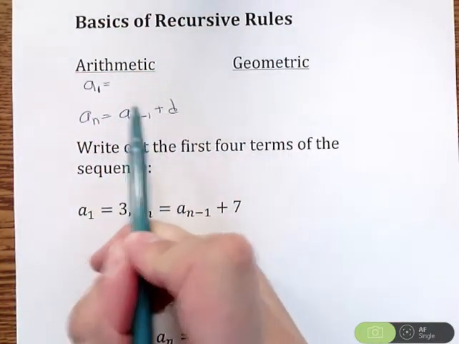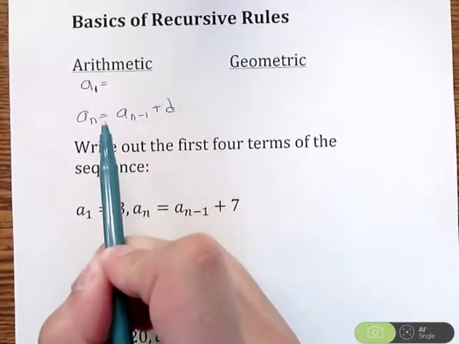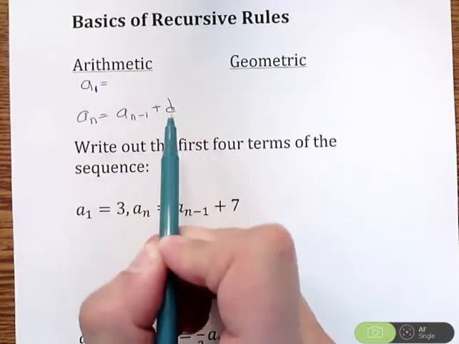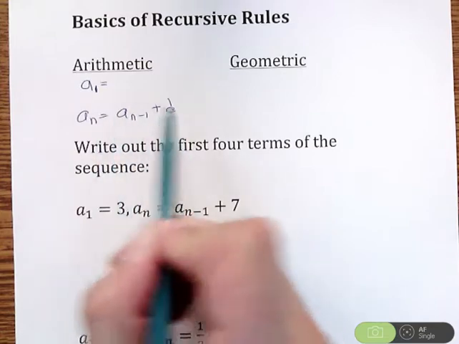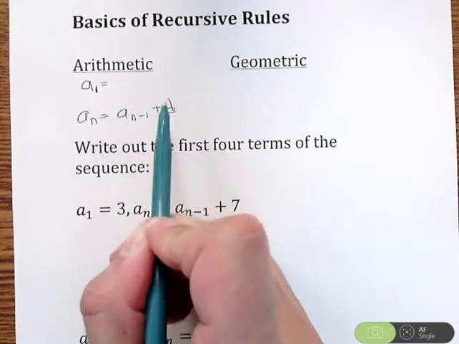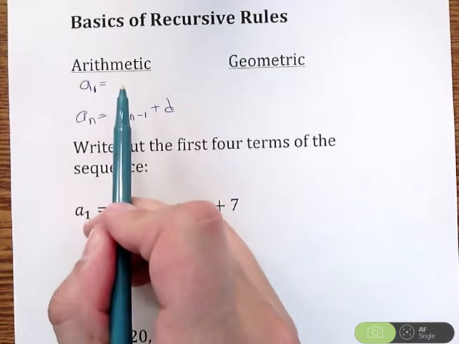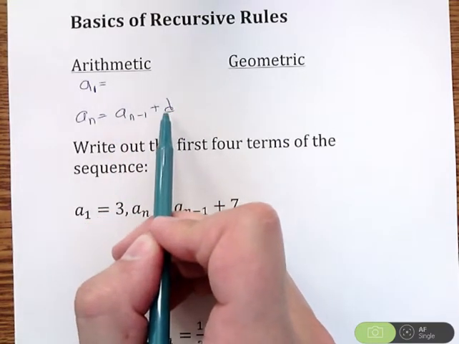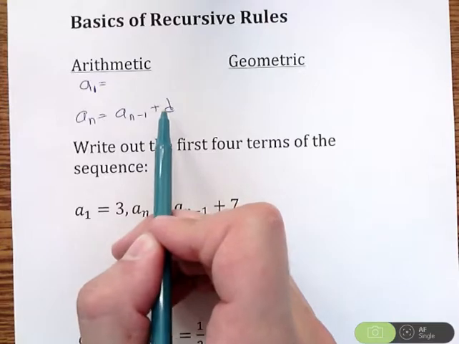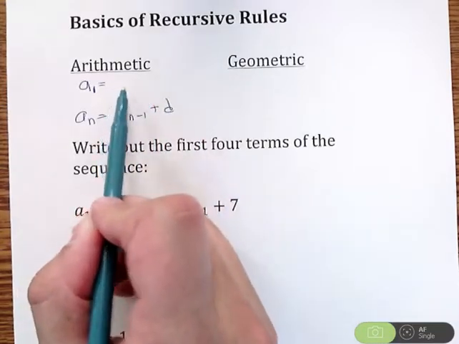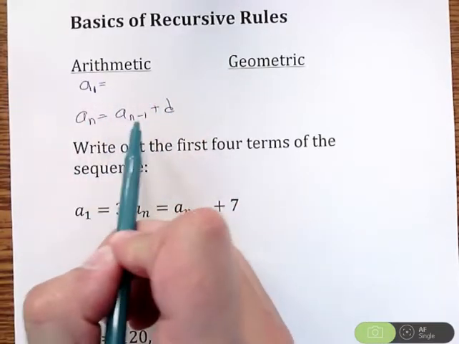So for our purposes, we have an equals an minus 1 plus d. That is the recursive rule for arithmetic sequences, with d being what you add or subtract every single time. Again, the reason we need a1 is, if I said I'm going to have a sequence where we add 3 every single time, well, add 3 to what? I need somewhere to start so I can develop the rest of the sequence.